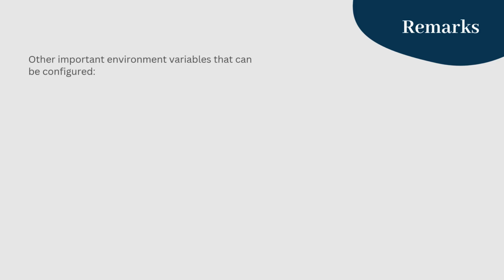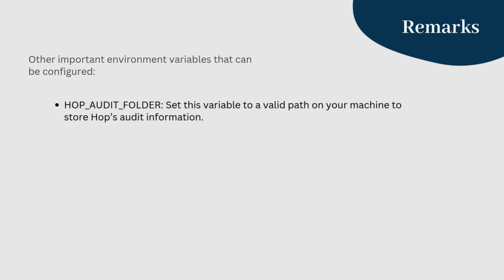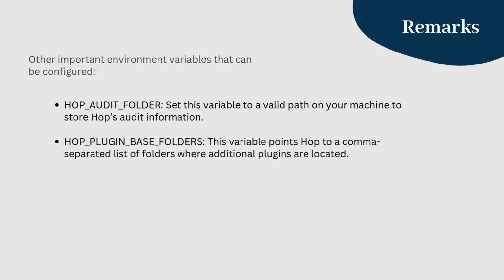Apart from the HOP_CONFIG_FOLDER variable, there are some other important environment variables that can be configured. HOP_AUDIT_FOLDER: set this variable to a valid path on your machine to store Hop's audit information. HOP_PLUGIN_BASE_FOLDERS: it points Hop to a comma-separated list of folders where additional plugins are located, and when used, it overrides the default plugins folder unless it is included.